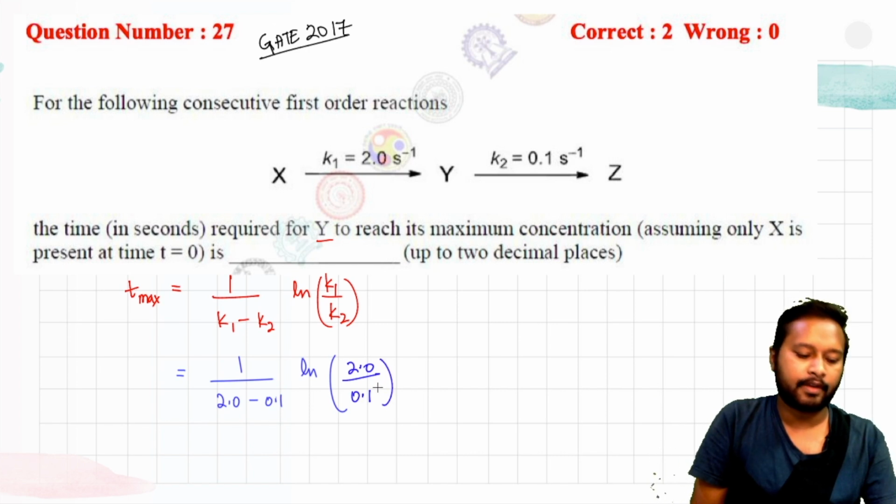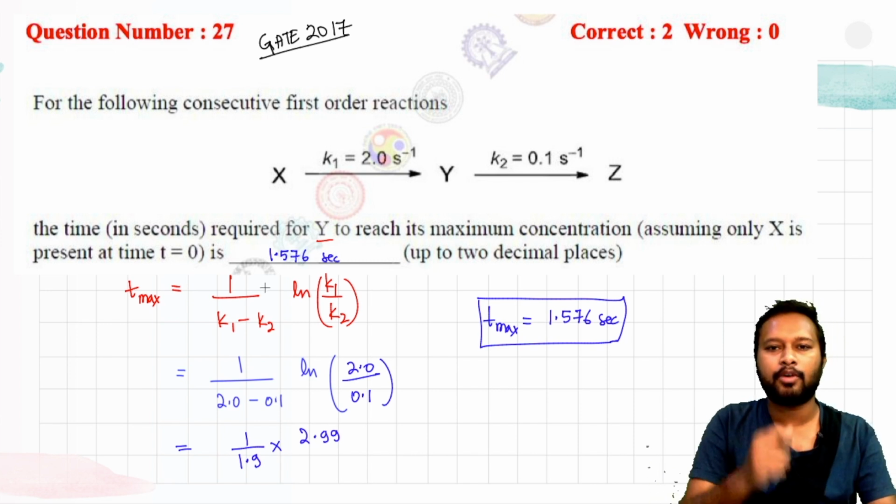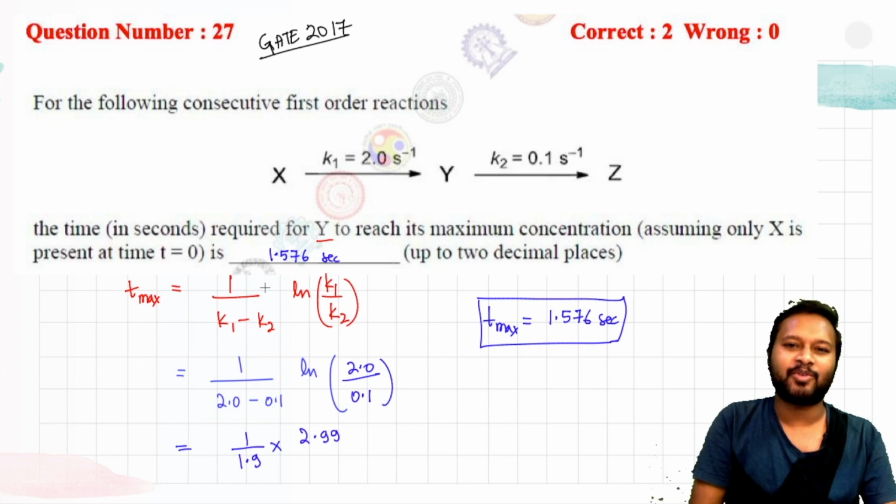Okay, just solve this, and here you will get 1 upon 1.9, and here if you solve this up you are going to get 2.99. Okay, so on solving this you will get the value of T max is equals to 1.576 seconds. Okay, so this is going to be the final answer. So the value which you will get for your T max is going to be 1.576 seconds. Okay, so this is how this question has to be done. Let's go for the next one then.